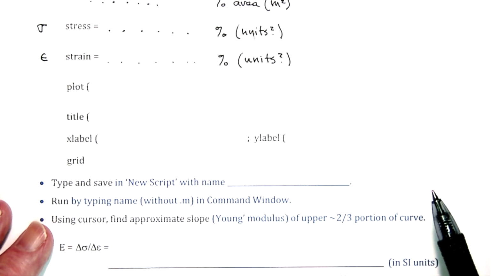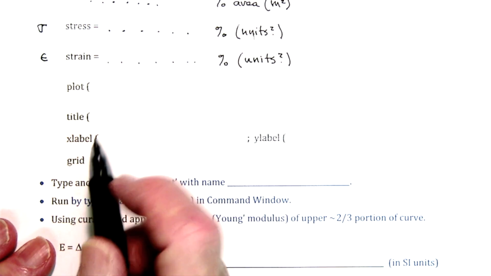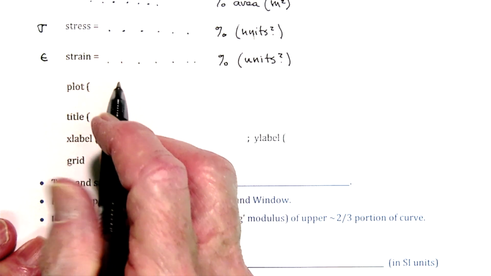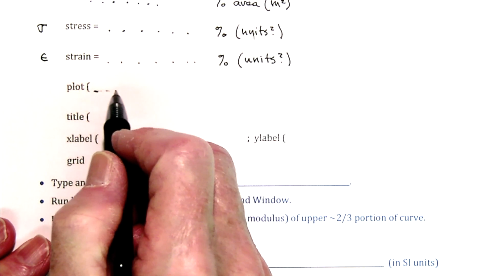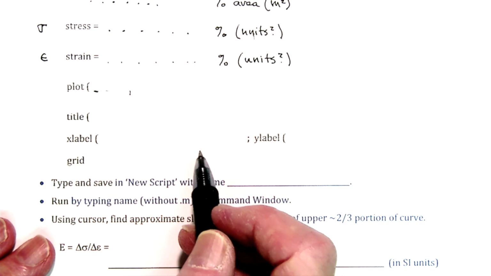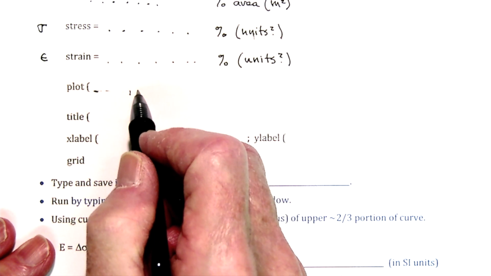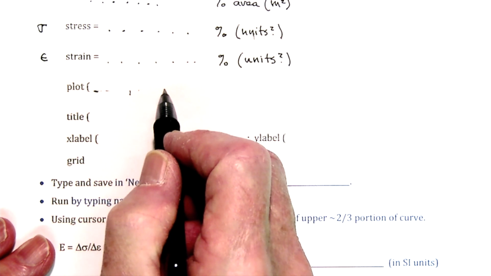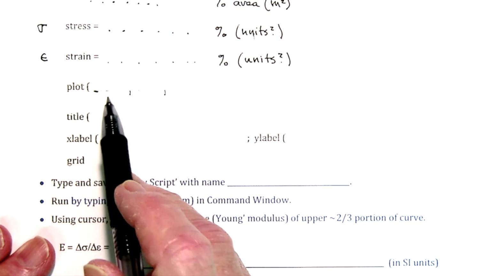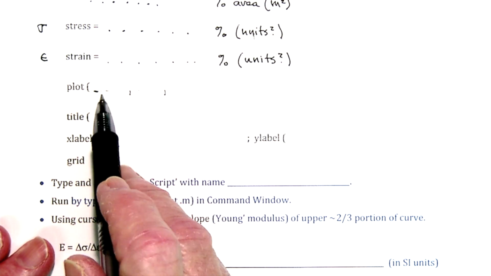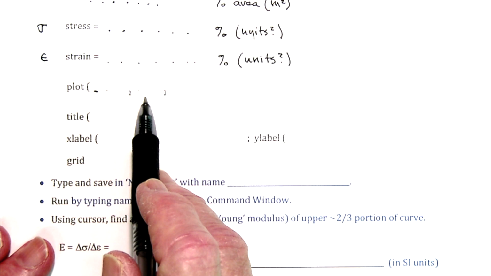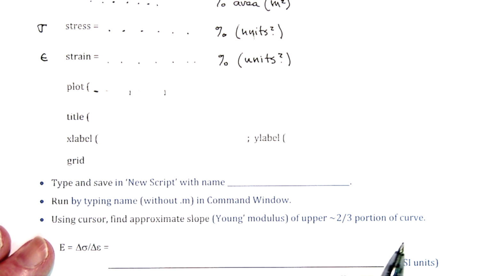Now going on, you've plotted before, and you know that the very first variable that you put in here is plotted along the horizontal axis, and the very next variable that you put in here is plotted along the vertical axis. We want to plot stress versus strain, but which one of those you put in here and which one you put in there, I'll let you decide by looking at the textbook, which one's horizontal and which one's vertical.